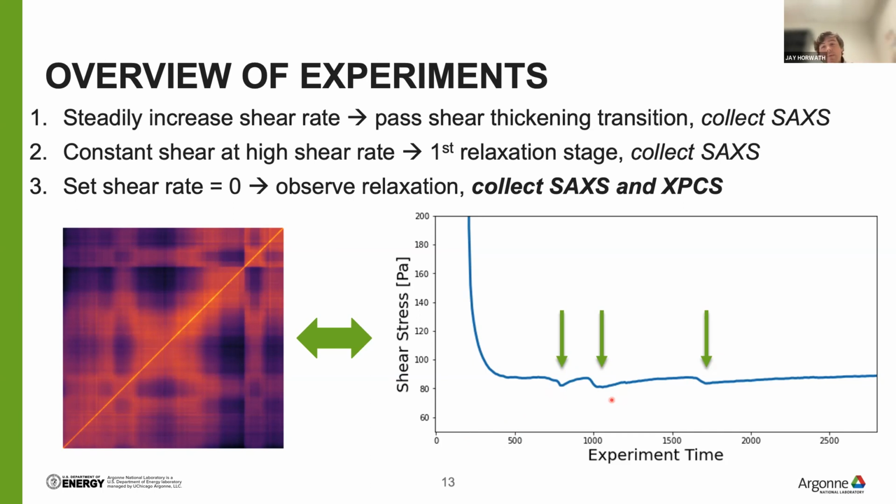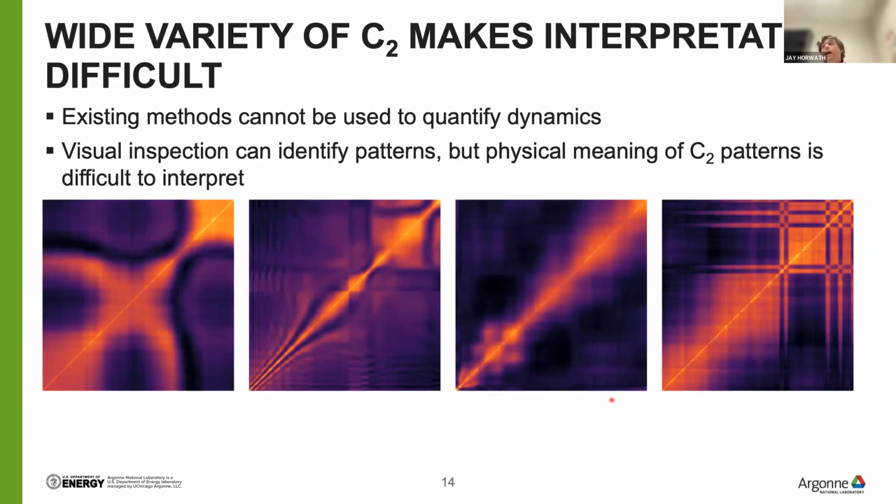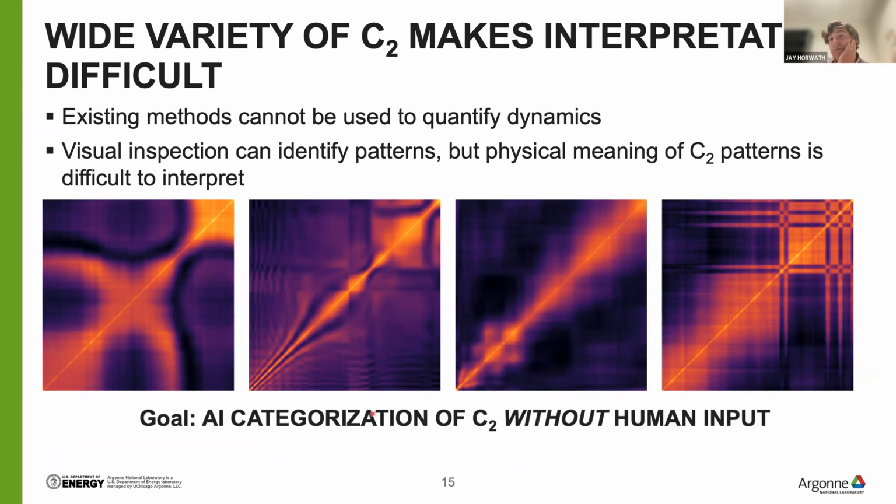Now, an additional problem with all of this is that there's a huge variety in the behavior of the dynamics. If we had one sort of complex pattern, then we might be able to figure out a scheme to help us understand what it's actually showing. But we have this huge variety. There's not really any clear trends. So what we want to do is figure out how we can use AI or machine learning to categorize or classify these dynamics without human input, just to give us something to learn.